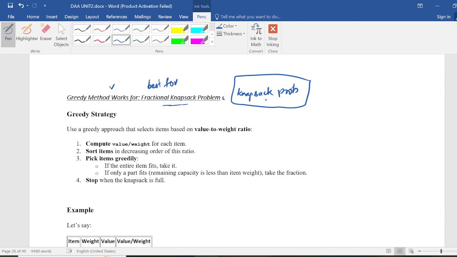Going into the introduction, imagine you are a thief with a bag that can hold a limited amount of weight, that is W. In front of you, there is a pile of valuable items, each with its own weight and value.